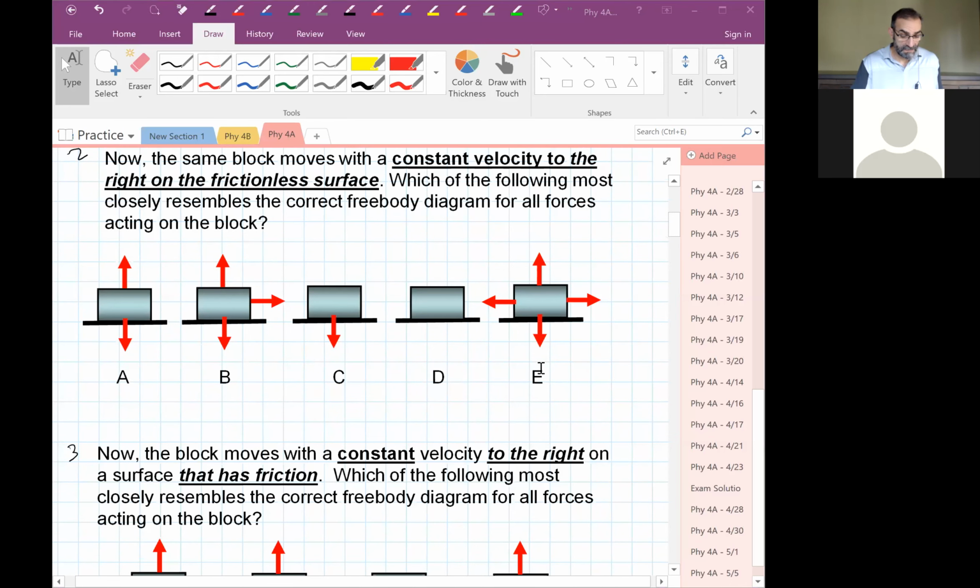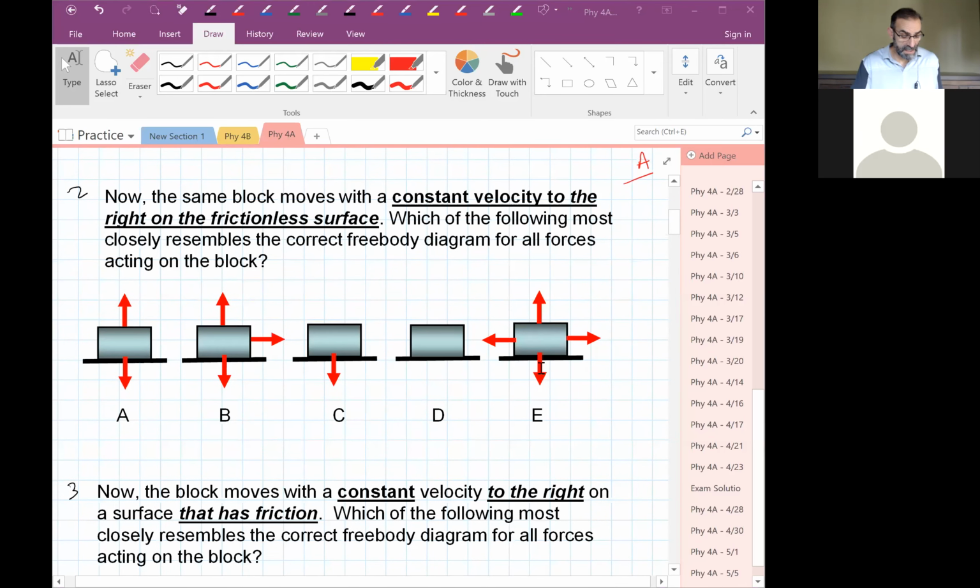Same block. Now it's moving with constant velocity to the right on the same frictionless surface. Which best represents the free body diagram?